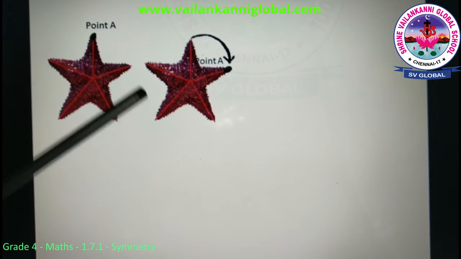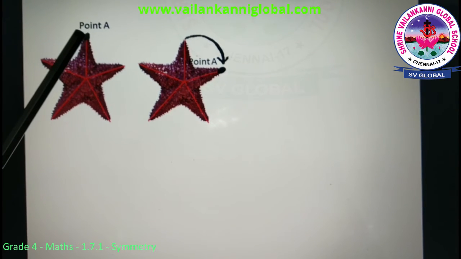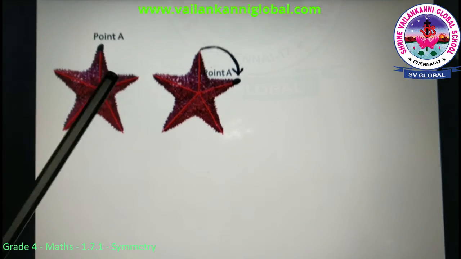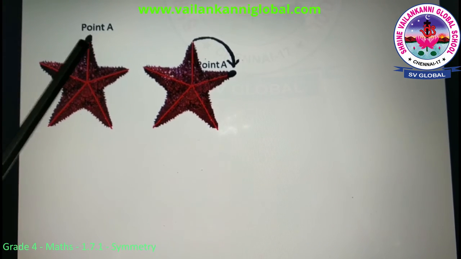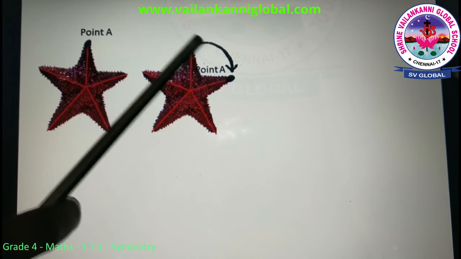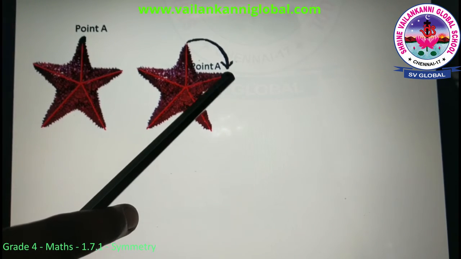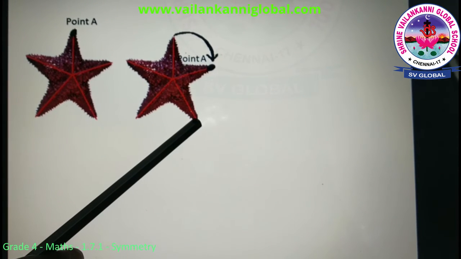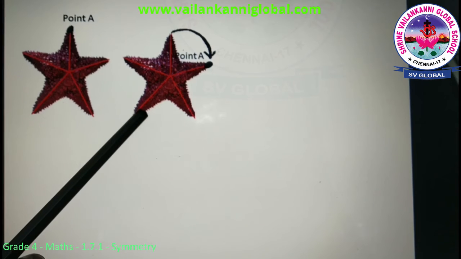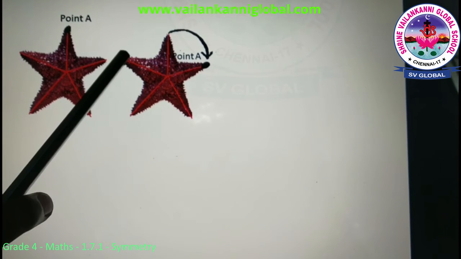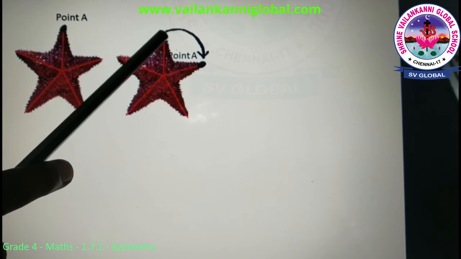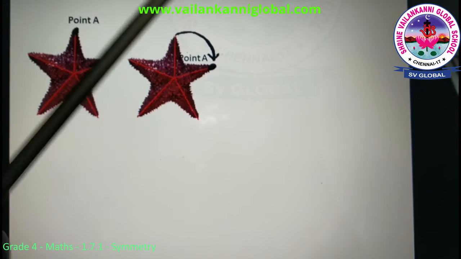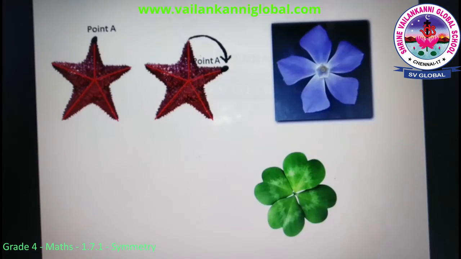Let us consider this star, a real-time example. This is point A. It has 1, 2, 3, 4, 5 edges. When it rotates once, point A comes here. When it rotates a second time, it comes here. Third, then this place, that is 4. Then again 5, and then it came back to the original place. So it has an order of rotational symmetry of 5.